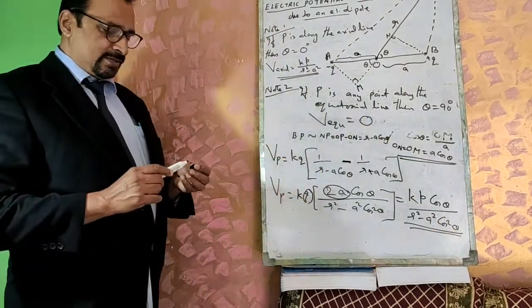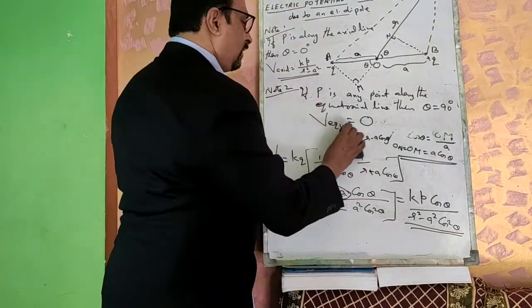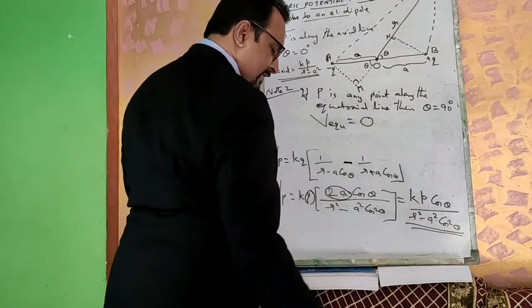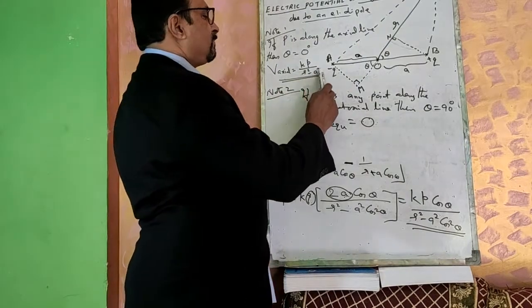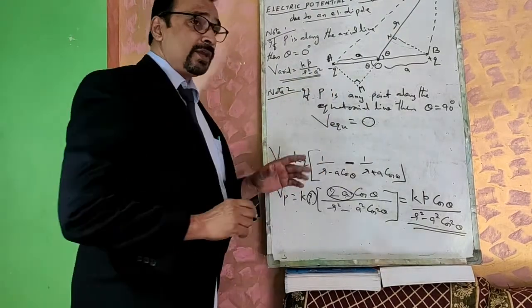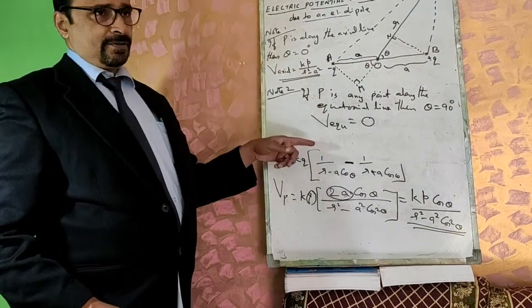So what is your conclusion? At any point along the equatorial plane, V, meaning electric potential, is 0. So V axial is Kp by R square minus A square, and V equatorial is 0, where p is equal to 2AQ. This p is 2AQ, small letter p, dipole moment.